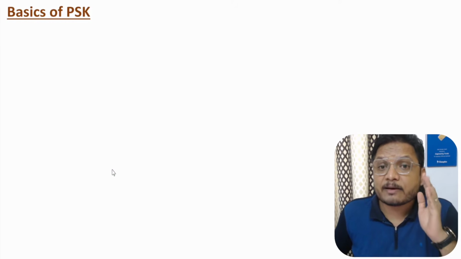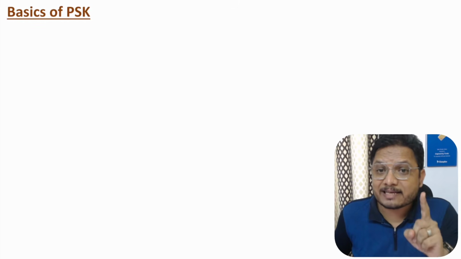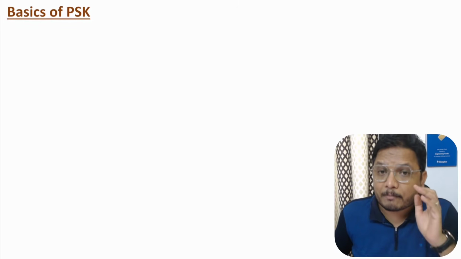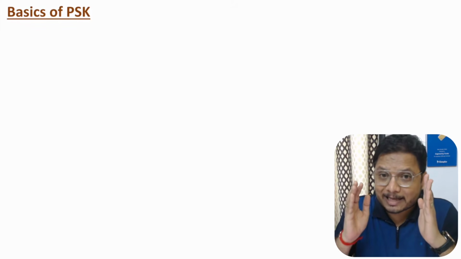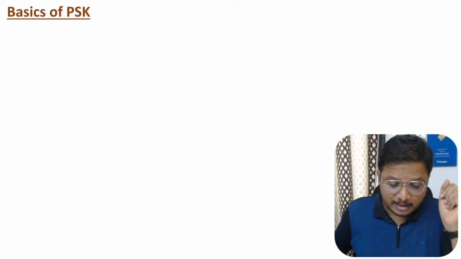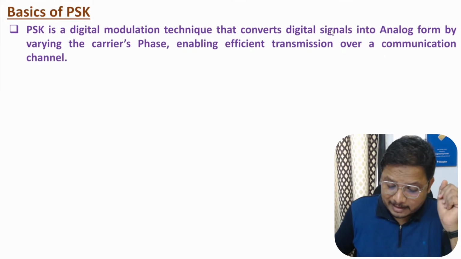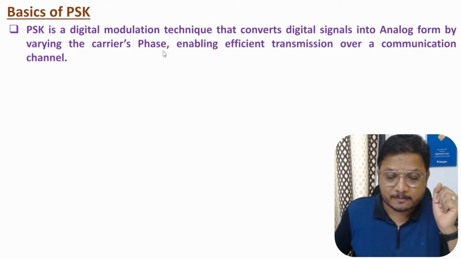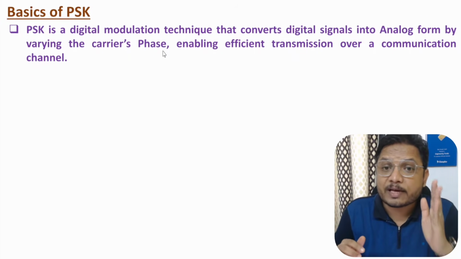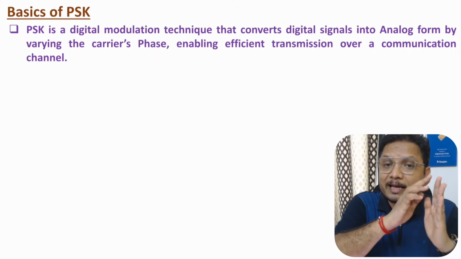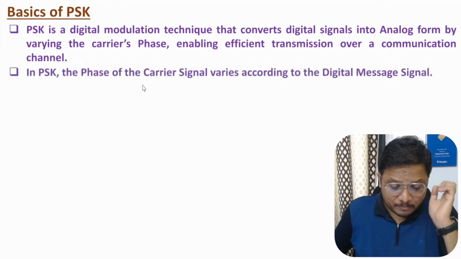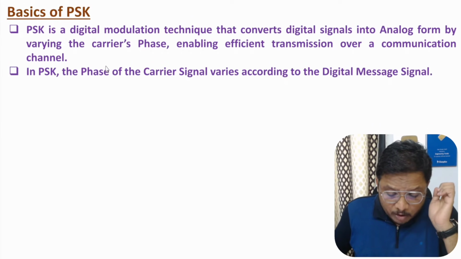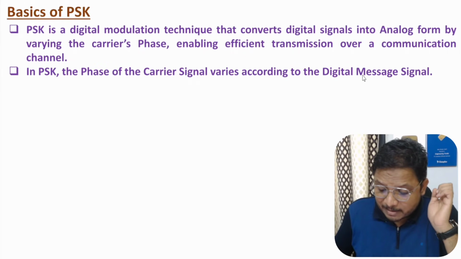See, PSK is phase shift keying, a digital modulation scheme by which we convert digital signals into analog signals. So here our input will be digital signals and we will be converting them into analog form by varying the carrier's phase. By changing the phase of the carrier, we convert the digital signal into analog form. So in PSK, we change the phase of the carrier according to the digital message signal.